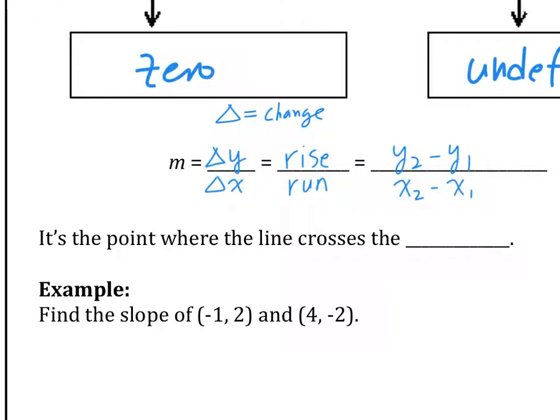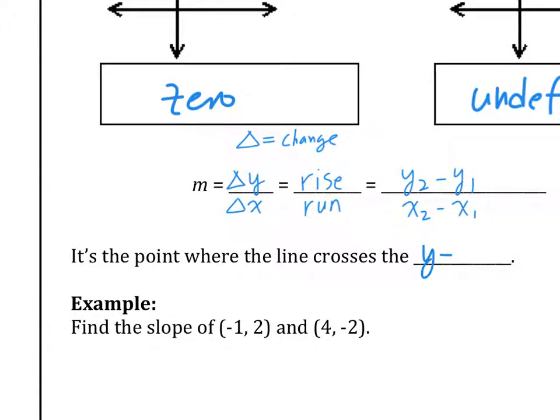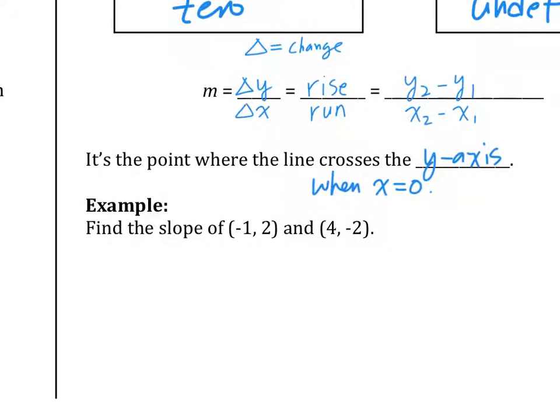Okay, let's kind of review a little bit. What does y-intercept mean? It's a point where the line crosses the y-axis. And how do you find that? It's when x is 0. So, quick review.